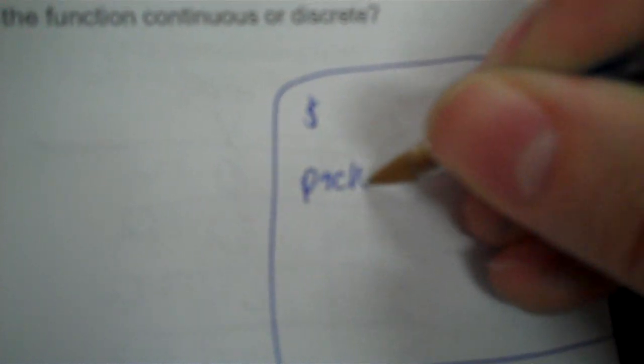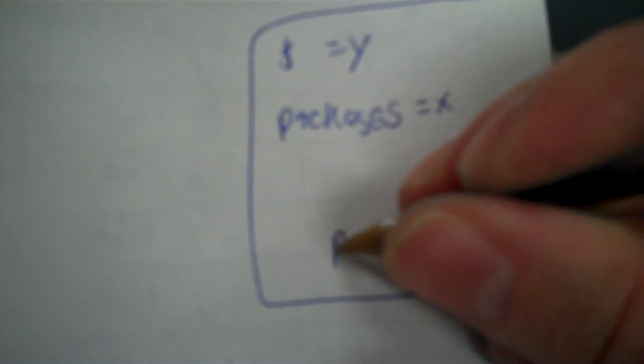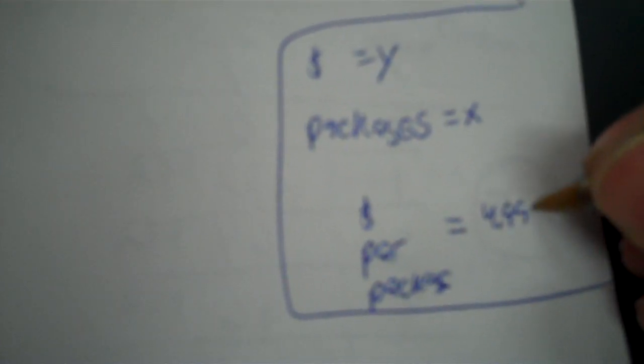Okay, last problem. I'm going to cross out the $50 and I'm going to put $15. You have $15 to spend on packages of Halloween candy. Each bag of candy costs $4.99. What is a reasonable domain and range of the function? Is it continuous or discrete? So, you got packages and money. Money was in bold. So, X is the packages, Y is the money. So dollars per package. Every time you buy a package, it costs $4.99, so that's your rate of change.